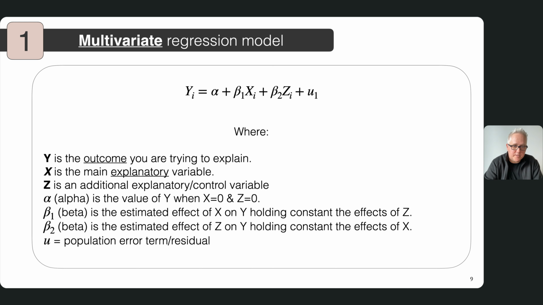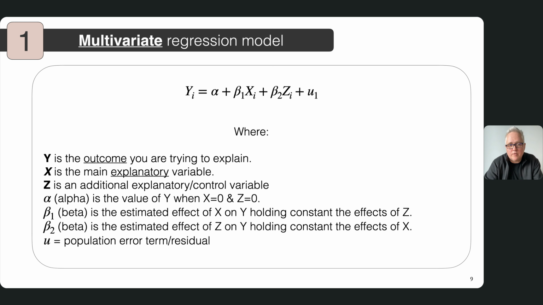You have the same outcome, the same main explanatory variable, but then you add another variable, z. It's an additional explanatory variable that could be theoretically important, or a control variable that's not directly theoretically important to your argument, but that has been found to be important in previous research, or that you think could also shape the outcome, and thus you need to control for it.